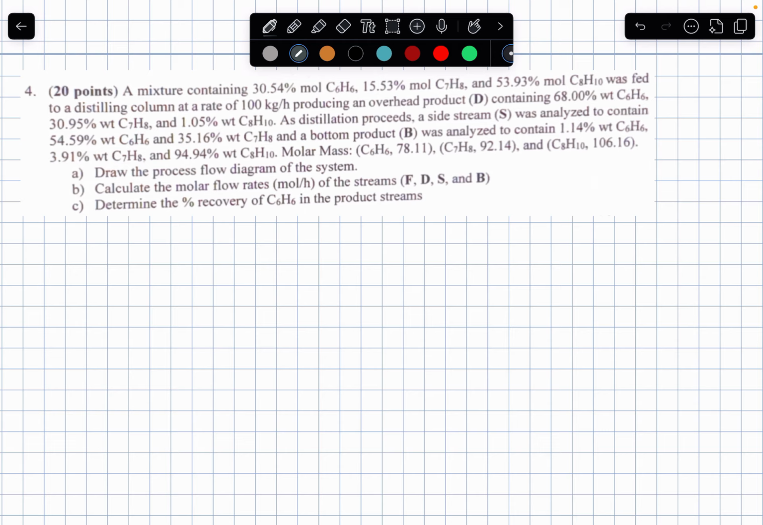Let's answer this question. So it says a mixture containing was fed to a distilling column. The compositions correspond to the feed, no? Mole C6H6, 15.53% mole C7H8, and 53.93% mole C8H10.